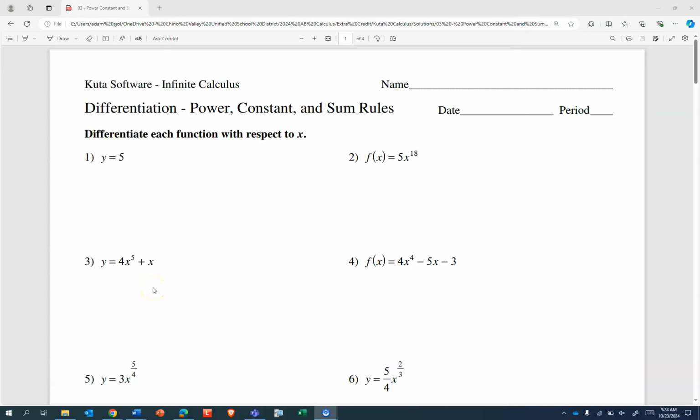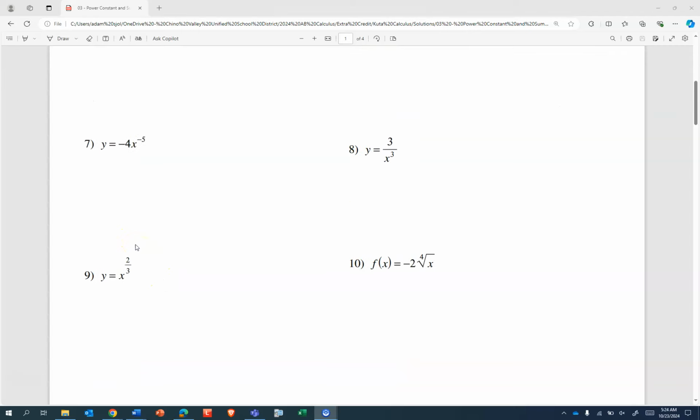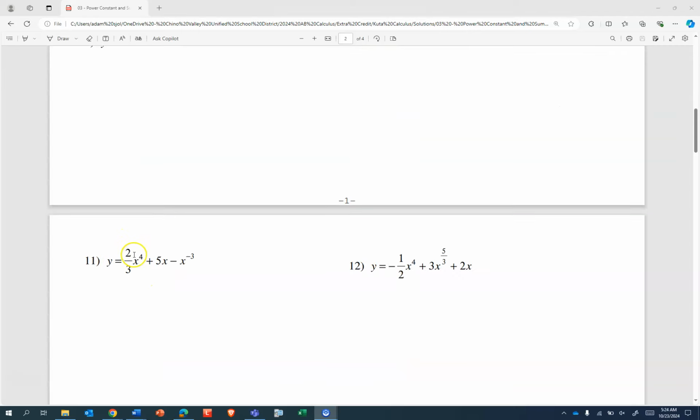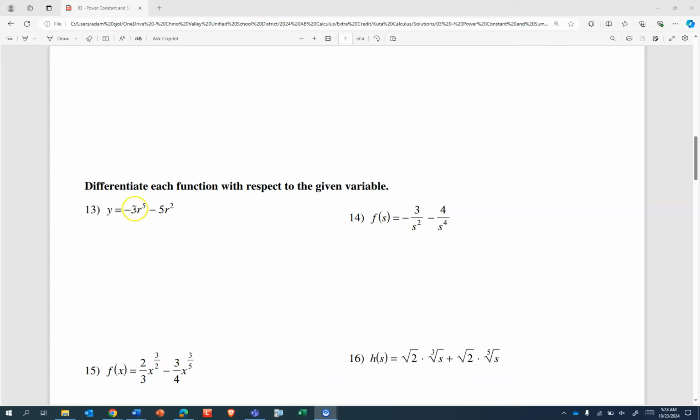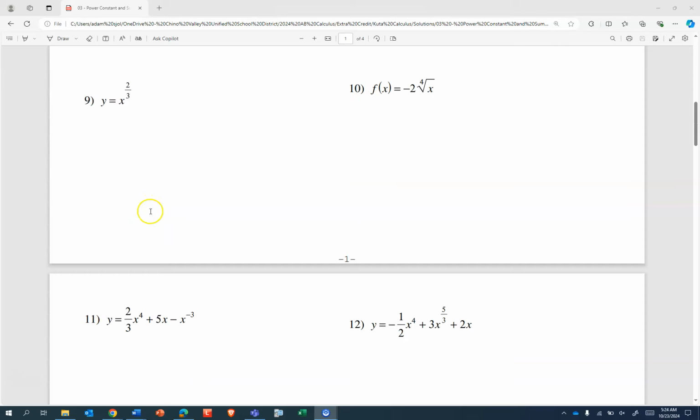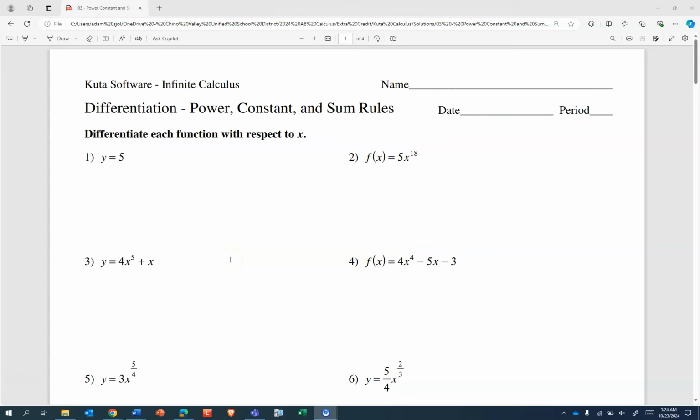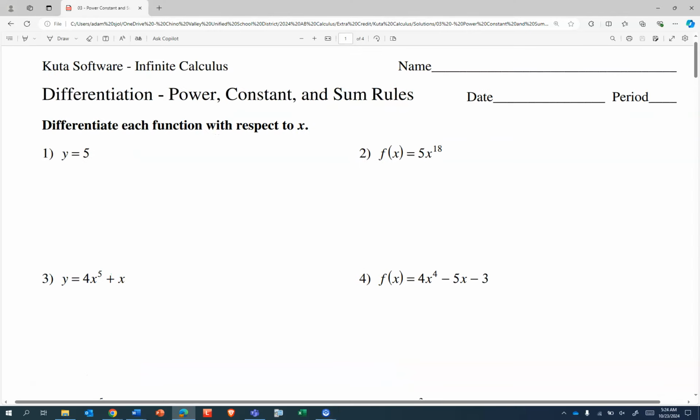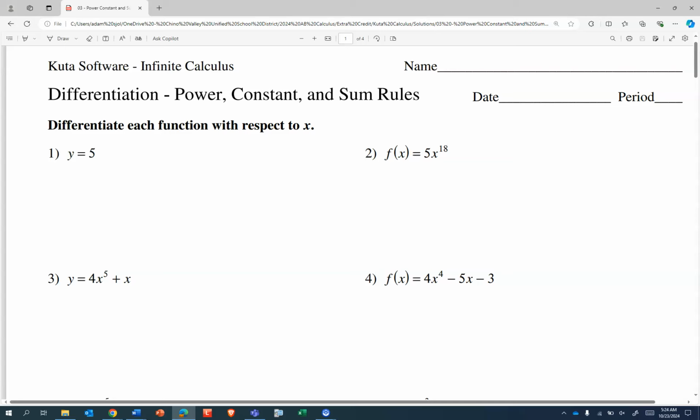Here we go. So we're going to differentiate each function with respect to x. If you look ahead, all of these have an input of x. Nope, not down here, so we'll worry about that when we get there. I'm trying real hard not to do any real explanation other than what I'm doing. You can watch, I suppose, the lesson videos for that.